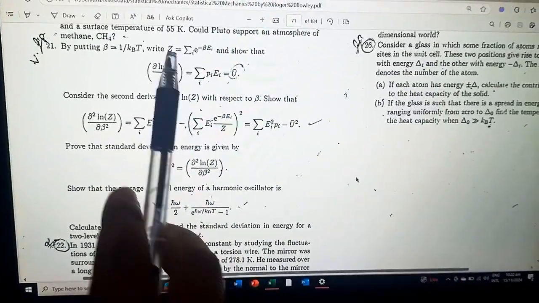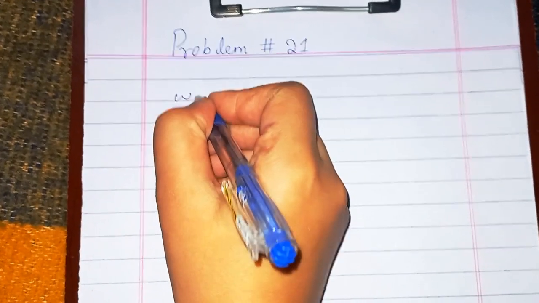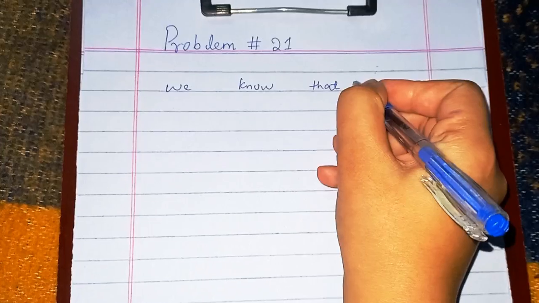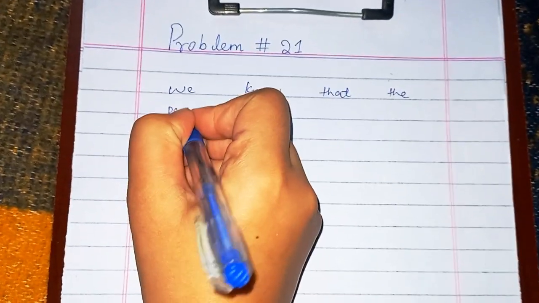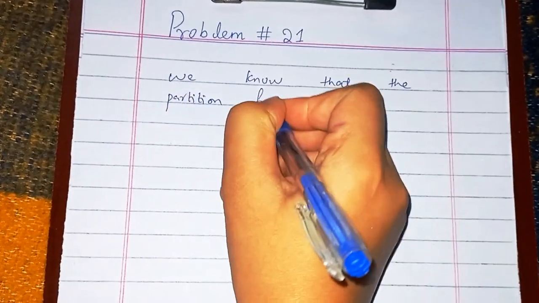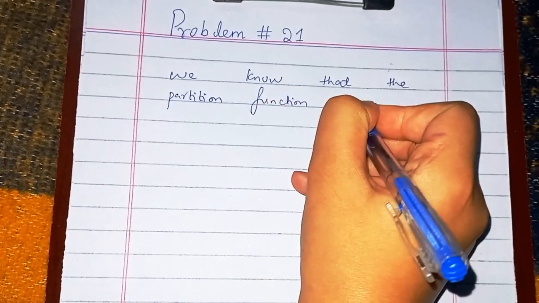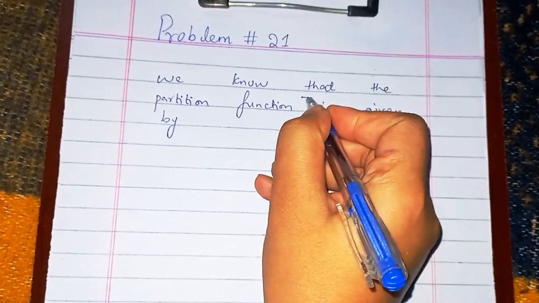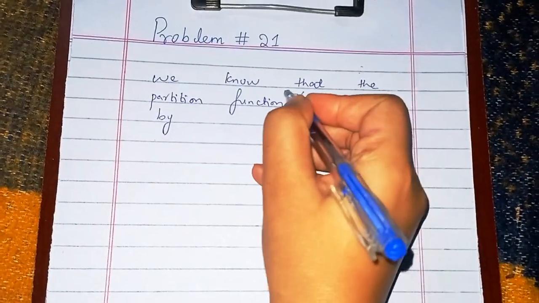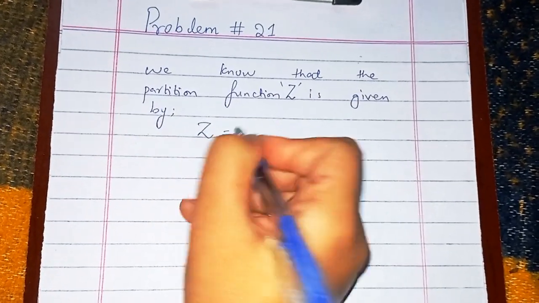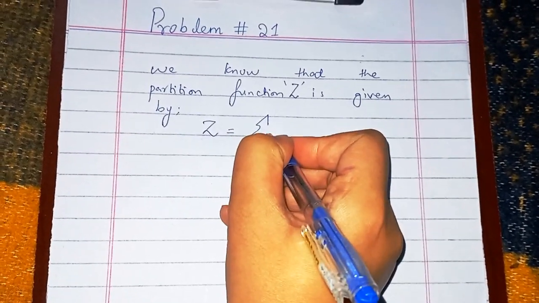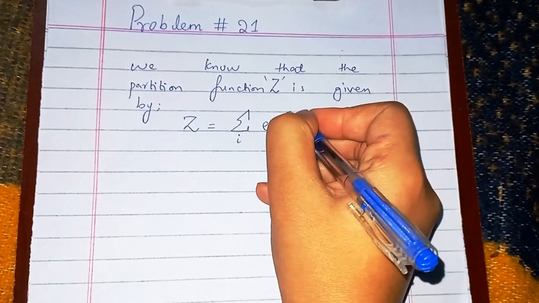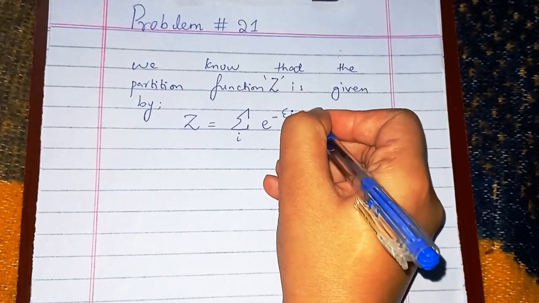Okay, we'll start with z. We know that the partition function is given by, we'll start with the partition function, which is represented by the symbol z, and that is given by, let's write it as the original formula, which is summation over i of e to the power negative ei by kBT.